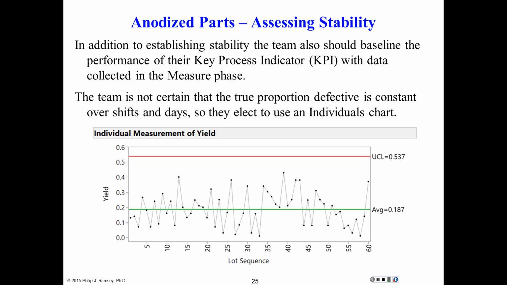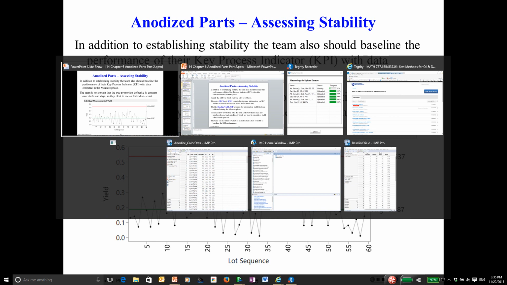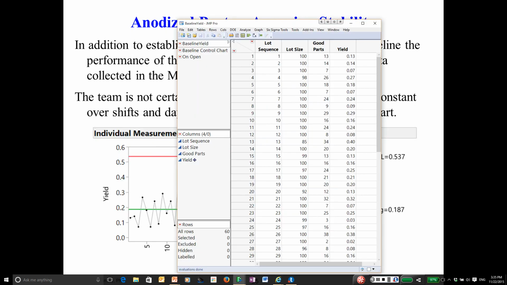So again, we can go take a look in JMP. Okay, so there is JMP, and I'm going to pick the right data set. So this is the yield data. This is what they've collected so far. You have lot size, number of good parts, and yield.